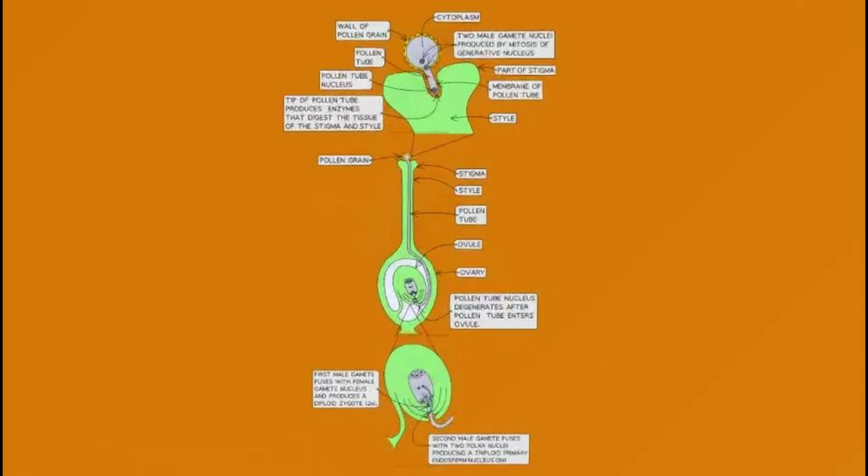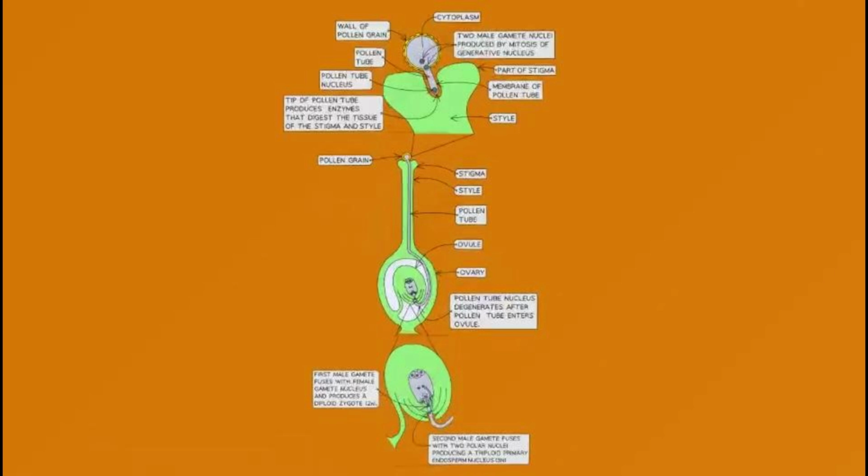So let's just go through that again. Let's first recap the important structures from the pollen and the ovum which we discussed at the beginning. So in terms of the pollen, we had the generative nucleus and the pollen tube nucleus. In the ovum, we have an egg cell and 2 polar nuclei.